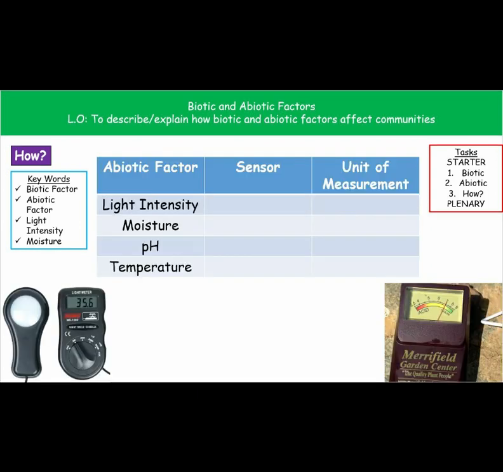Just before we finish with our plenary today, we need to know how we can measure these different abiotic factors. So we've looked at 4 of them: light intensity, moisture, pH and temperature. I want you to see if you can name the sensor for each one and name the unit of measurement for it. So I'm just going to give you a little over a minute to get that done.